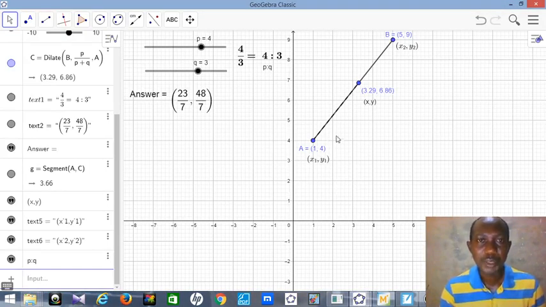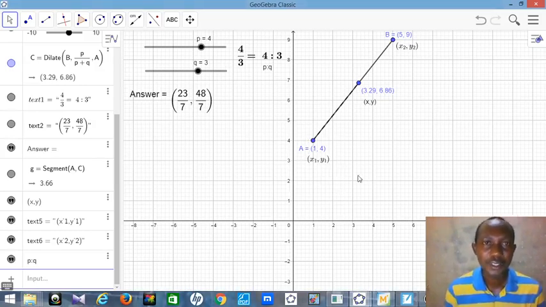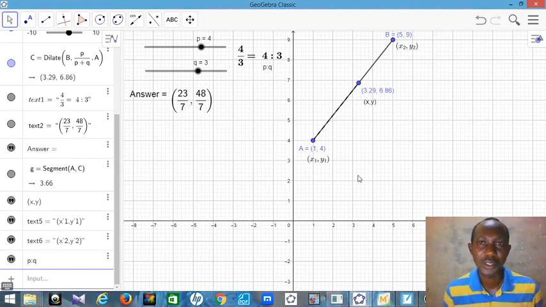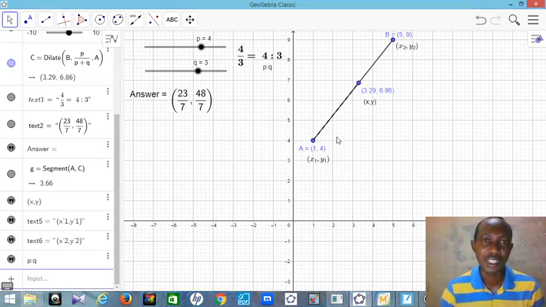As I promised in our first class, at the end of this coordinate geometry, we are going to solve enough questions so that you can understand how to solve some questions from external examination. So that is all for today.